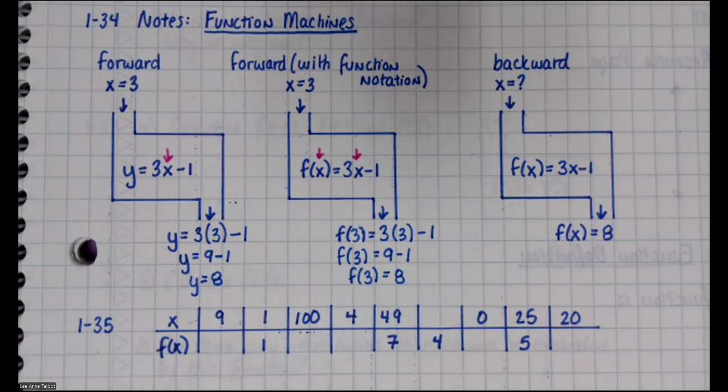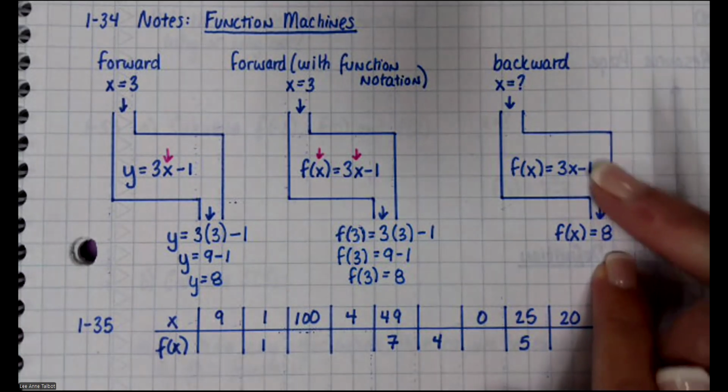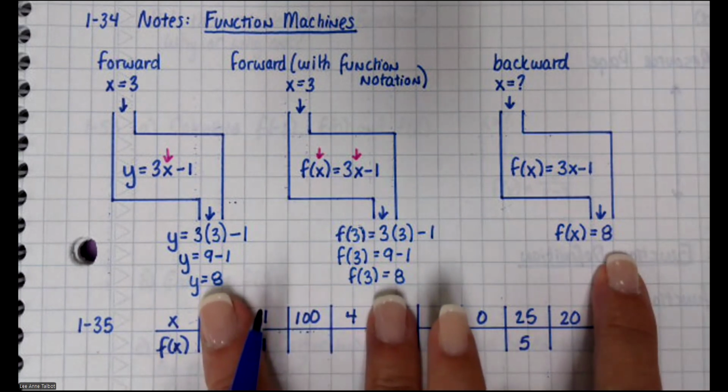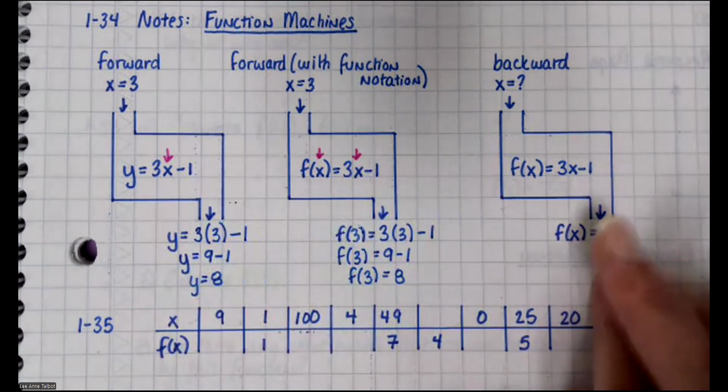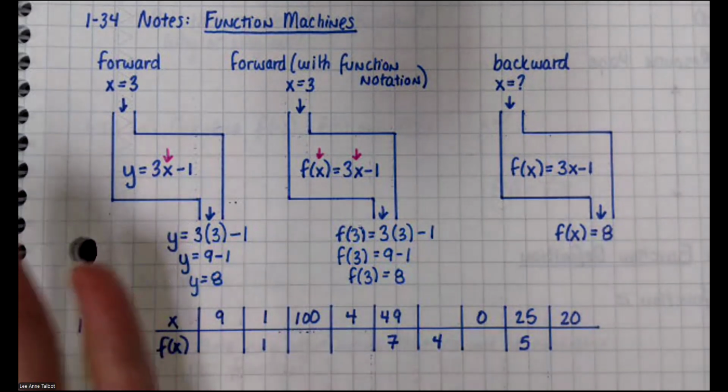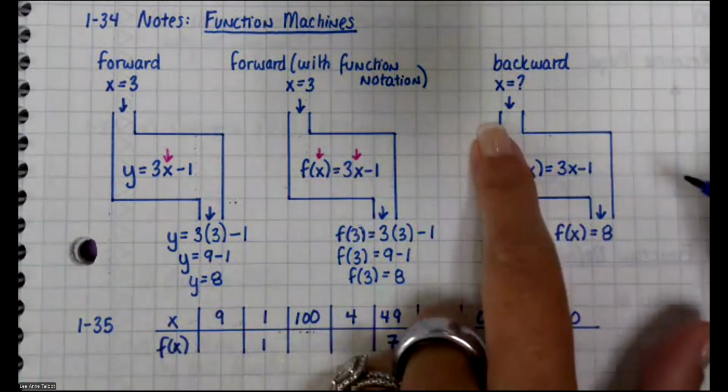Okay, now the last one is actually different. Backward function machine gives you the output and you have to tell the input. I bet you guys know what the input is from these two. Output is 8, input is 3. Beautiful. Okay, but how do I get that working backwards?